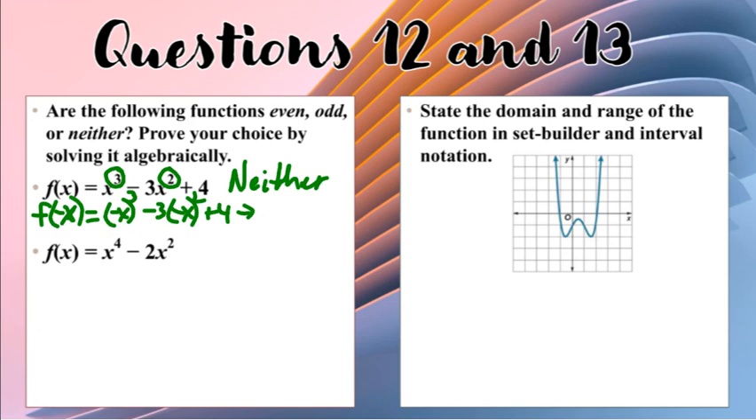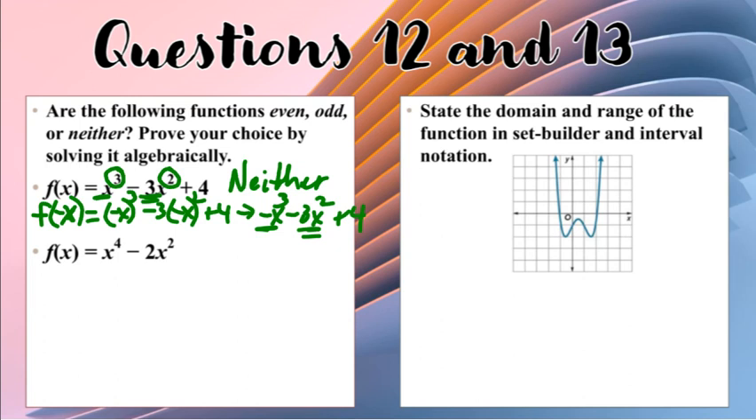And this should be negative x cubed, which still gives me a negative x cubed. Negative x squared would give me x squared. So I would have a minus 3x squared, and then I have a plus 4. Since the first term and this term are different, but the middle terms are the same, that's our proof that this is neither.